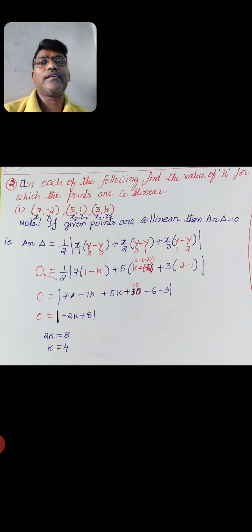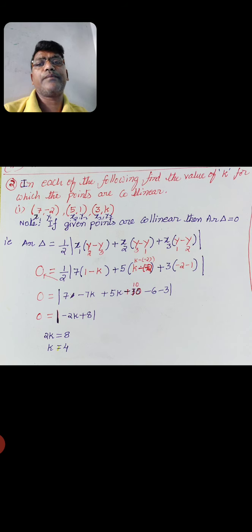So indirectly, if three points are collinear, the area of the triangle made by those vertices must be 0. Remember this important point: whenever points are collinear, you can take the area of the triangle equal to 0. On that basis I am continuing this.